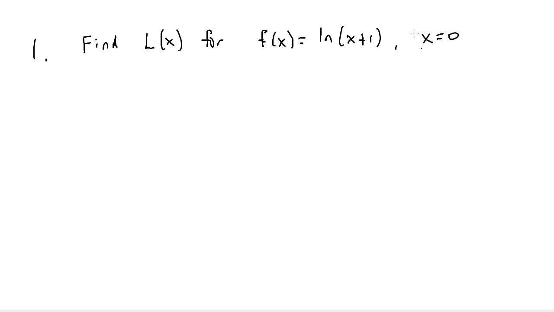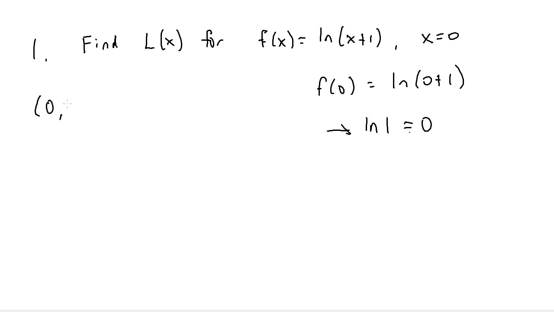So we already have the x coordinate, x equals 0, right? So we can put 0 here. We just need the y coordinate. And in order to find the y coordinate, all we have to do is plug it into the original equation. So if I plug in 0, then f of 0 would equal ln of 0 plus 1. ln of 0 plus 1 is ln of 1, and the natural log of 1 is equal to 0. So we have the coordinates 0, 0.